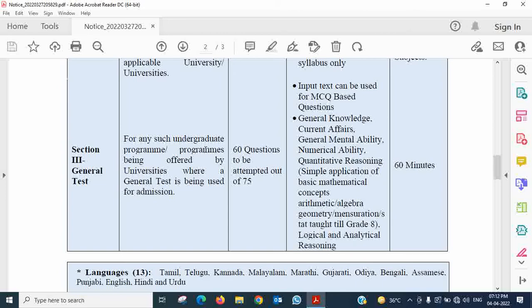One thing that you have to remember is, if you want to take admission in any central university, you have to go through that university's website and check the eligibility, because different universities have their own eligibility requirements.